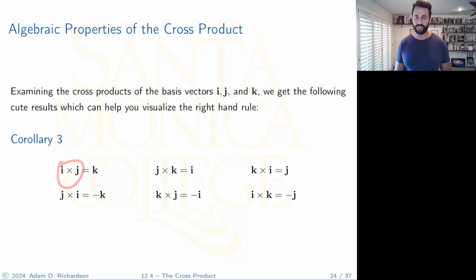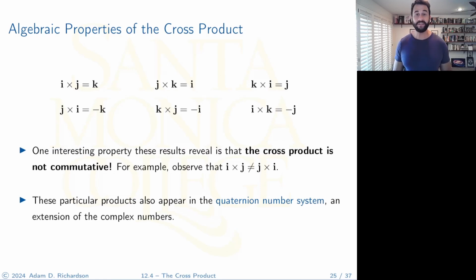If I cross i and j, then the vector that's orthogonal to i and j is the vector k, using the right-hand rule, right? There you go, the vector k. If I cross j and k, I get i. If I cross k and i, I get j. If I switch the order here and do j cross i, I get negative k, because now I'm going like that. Same thing with k cross j, I get negative i, and then i cross k is negative j. Oh yeah, I say it right here, right-hand rule.